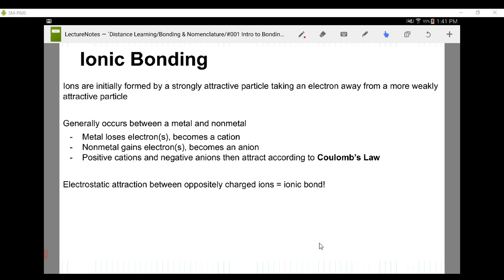Generally, because metals have the weaker attraction, the metals are going to form the cation after losing an electron, whereas the nonmetals will form the anion. These two oppositely charged ions then attract each other according to Coulomb's law. So all of the rules we learned before about the larger the charge or the smaller the distance apply to the ions as well. And that attractive force between the two is what we call an ionic bond.